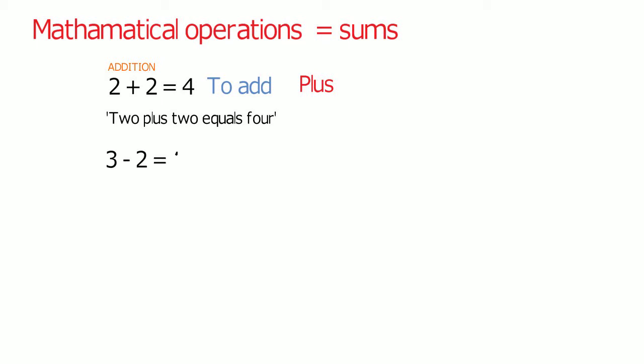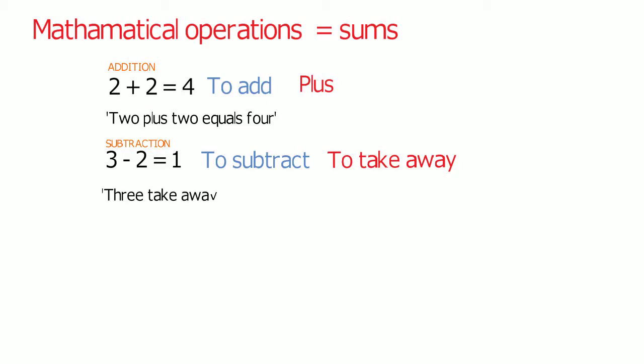What type of sum is this? Right, a subtraction. And for this we use the verb to subtract, or more commonly, the phrasal verb to take away. For example, this sum is 3 take away 2 equals or makes 1.